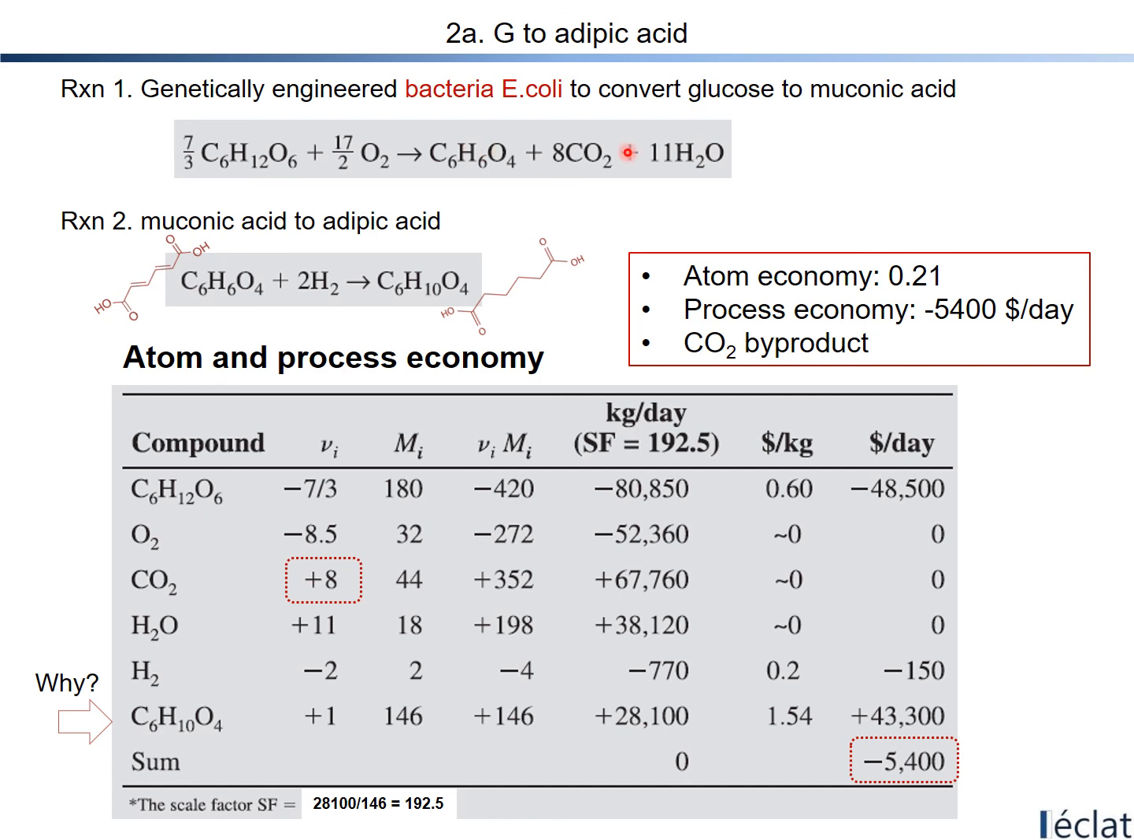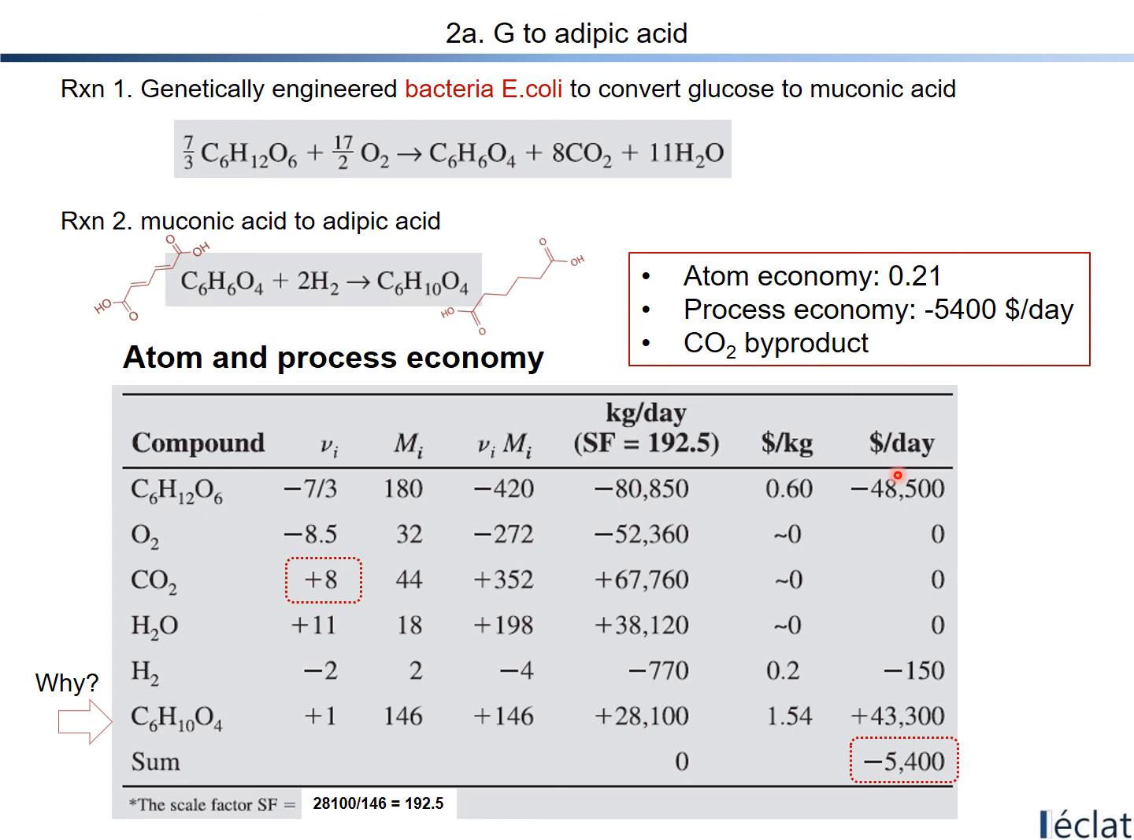That is a kind of biochemical reaction by bacteria. And then this muconic acid is finally converted to adipic acid. So muconic acid is considered the intermediate. This is the muconic acid and this is the adipic acid. Then for calculating atom and process economy, we have a big table for the required information. Then you can calculate atom economy and process economy. So please try to do it by yourself.